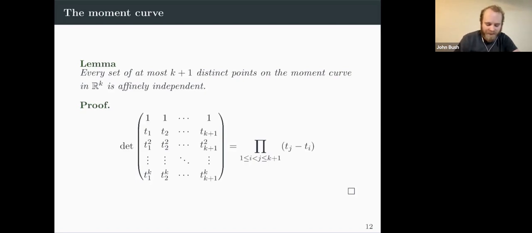So I'll take, say, k plus 1 distinct points, real numbers. Here are the images along the moment curve, with ones appended to them. And this matrix is a very well-known matrix called a Vandermonde matrix. Its determinant is known to be a product of the differences of the inputs, the t_i's. In other words, if I start with distinct t_1 through t_{k+1}, then this product will be non-zero. So the points are affinely independent.